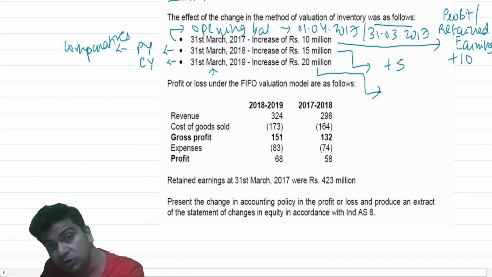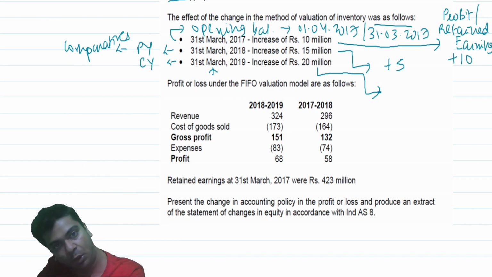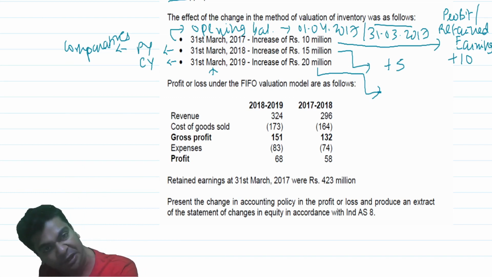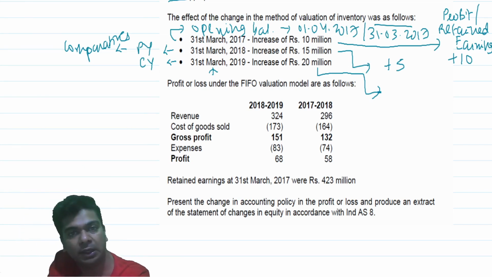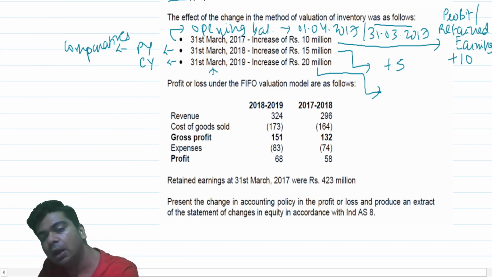Closing inventory of the previous year is increasing by 15 million. That means the opening inventory for the next year, or I would rather say current year, will increase by 15 million and your closing inventory for current year is increasing by 20 million. Again, the profit will improve by 5 million.